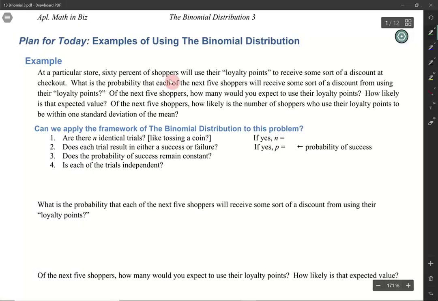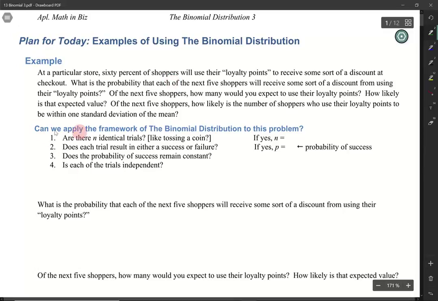So what are those characteristics? As soon as you find a problem that fulfills those characteristics, you know that you have a binomial problem, and then you use all of the binomial stuff to solve it. So what's the checklist? This is what you're looking for.